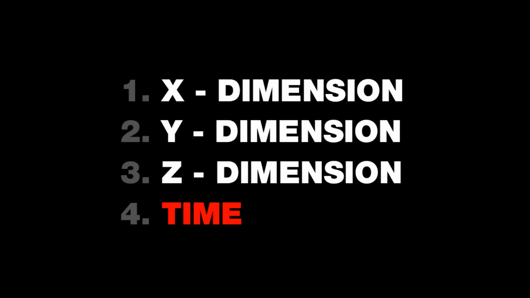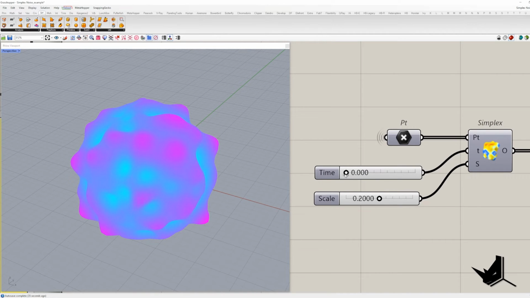You may wonder why 4D. Besides the usual X, Y, and Z coordinates, we get a time dimension, making our noise pattern dynamic. So this component needs three inputs: the points we are moving, time, which you can play around with to animate the noise, and scale. Adjusting this changes the frequency of the noise pattern. The smaller the scale value, the smaller the frequency of the noise pattern will be, and vice versa.